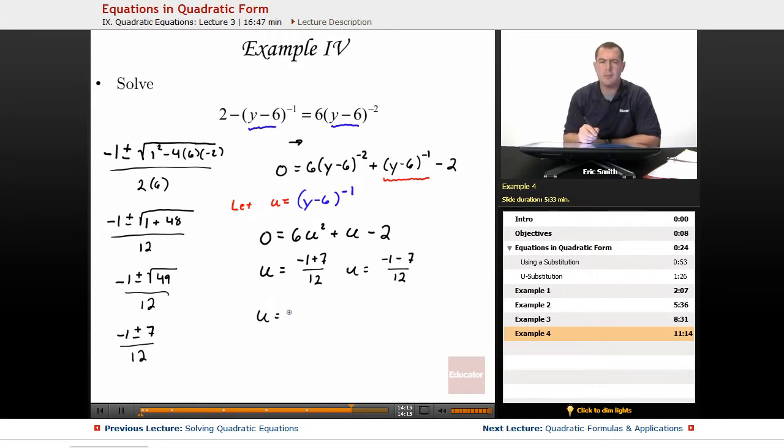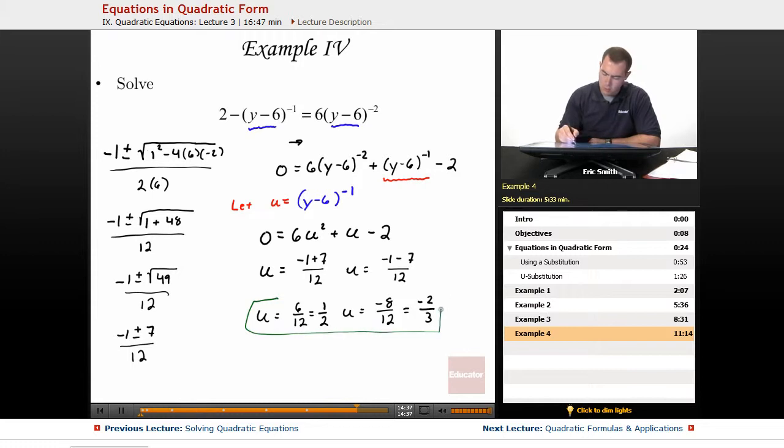So let's see, negative 1 plus 7 would be 6/12. This would be negative 8/12. And both of those reduce. This one to 1/2. Let's see, and the other one, 4 goes in the top, 4 goes in the bottom, negative 2/3. So now I know a little bit more about what u is equal to. Okay, but of course we can't stop there.